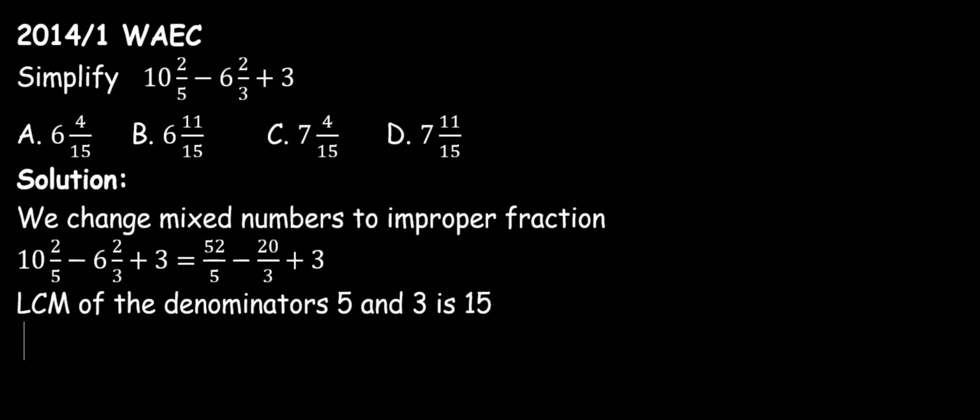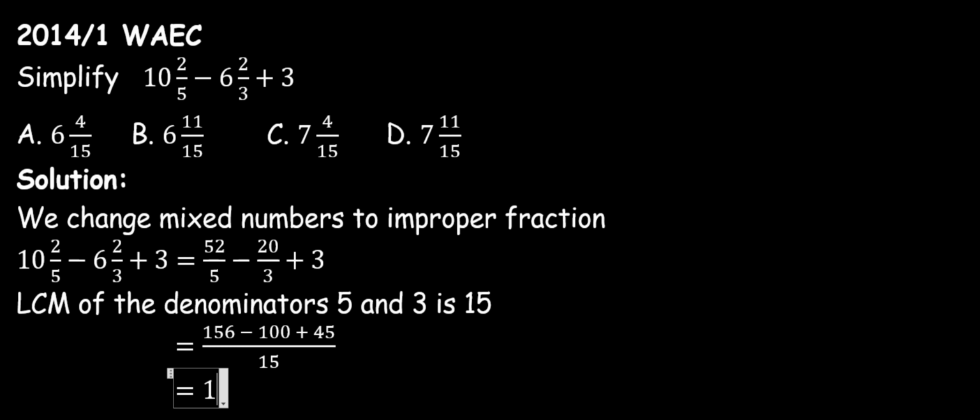Then we now rule our line. At the denominator we have 15. And in the first case, 5 going into 15, you have 3. 3 times 52 will give you 156. Minus, in the second case, 3 divided into 15 gives you 5. 5 times 20 gives you 100. Plus, in the last case, 3 is the same thing as 3 over 1. So 1 going into 15 is 15. 15 times 3 gives you 45. Hence, you have that result at the numerator all over the 15.